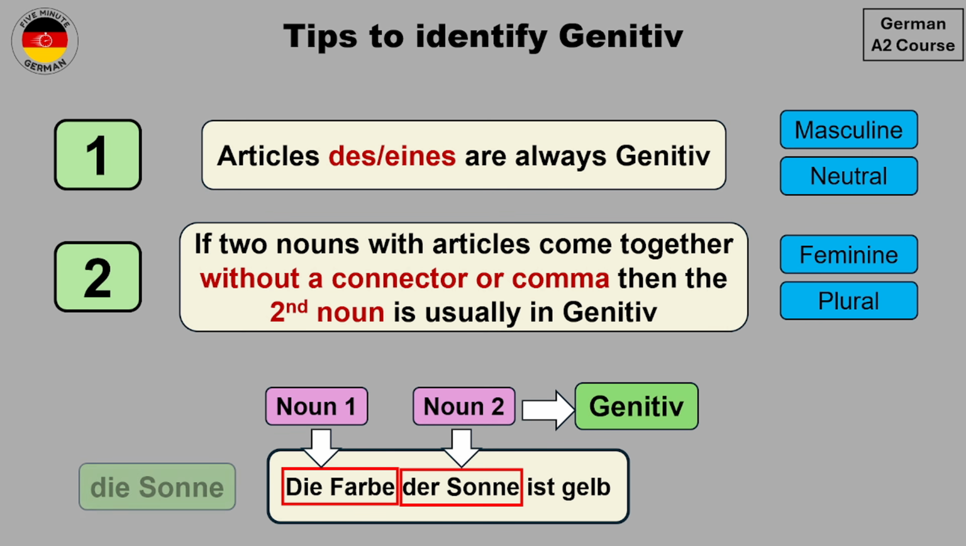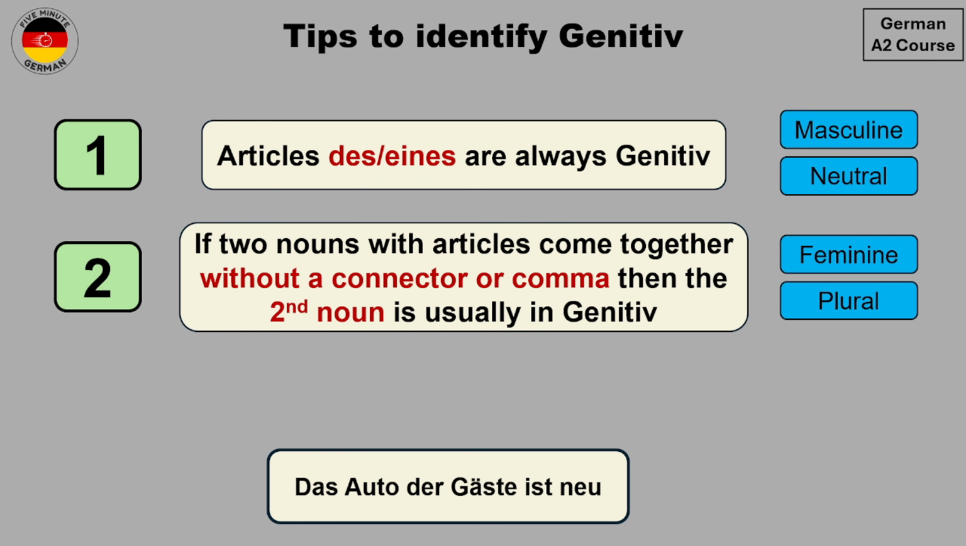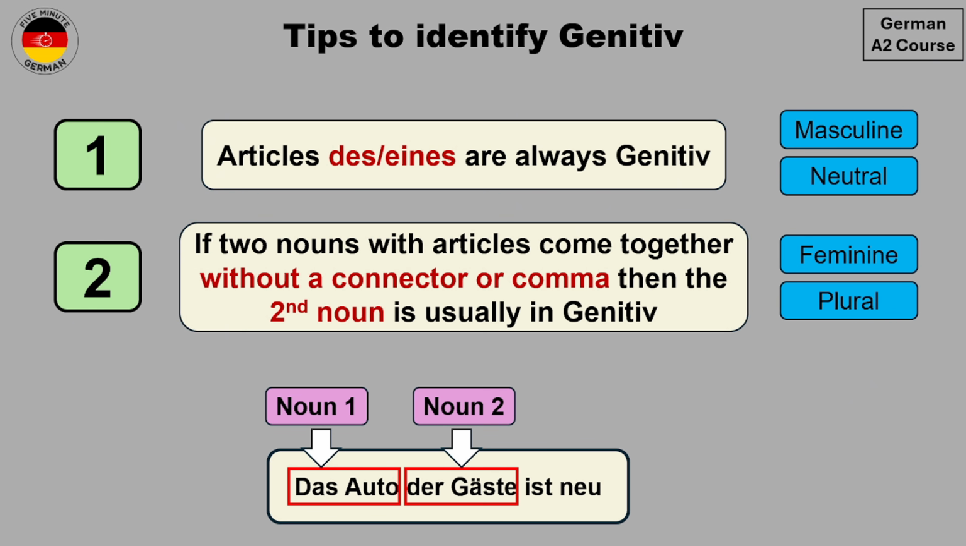And in German, Sonne is die Sonne. So you see over here we have used the genitive bestimmte article for feminine nouns. So this sentence can be translated as the color of the sun is yellow. Let's take another example. I have the sentence Das Auto der Gäste ist neu. Now over here again you see that we have noun 1, which is das Auto. After that we don't have any comma or connector, and we immediately have the second noun, which is der Gäste. So this shows that the second noun, which is der Gäste, is in genitive. And this sentence means the car of the guests is new.